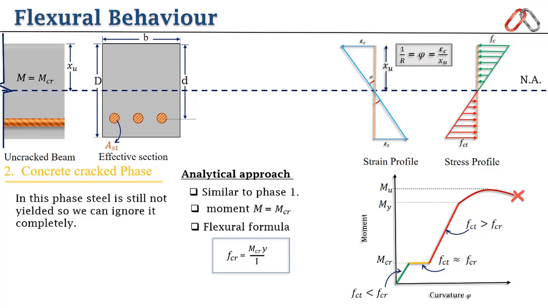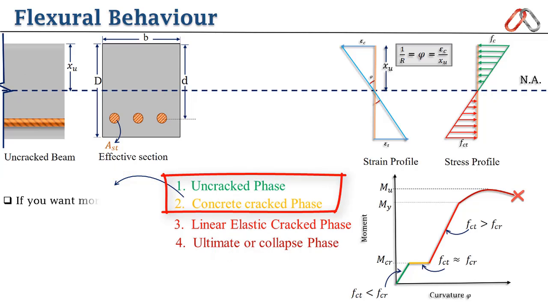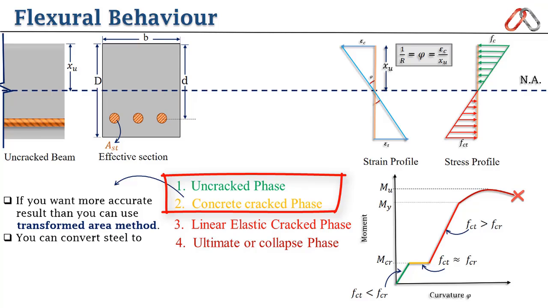If you remember from the previous lecture, there is another way to find out the induced stresses. Do you remember? Yeah, there is a way. According to IS code, if you know the grade of concrete, then fcr is equal to 0.7 sqrt(fck), which gives you the value of induced stresses for these two types of phase. If you want more accurate results, then you can use the transformed area method. You can convert steel area into equivalent area of concrete.